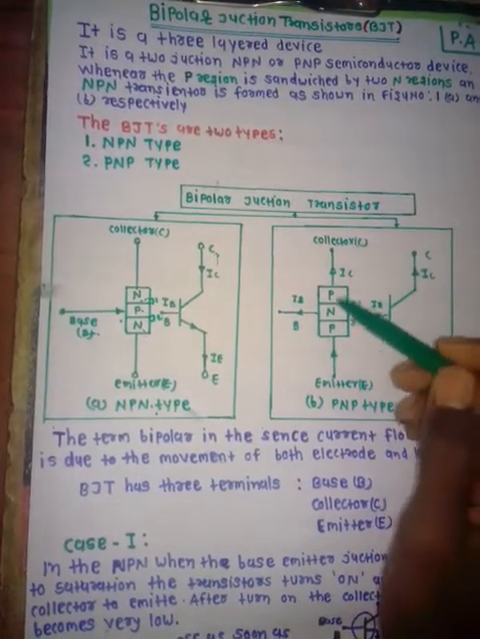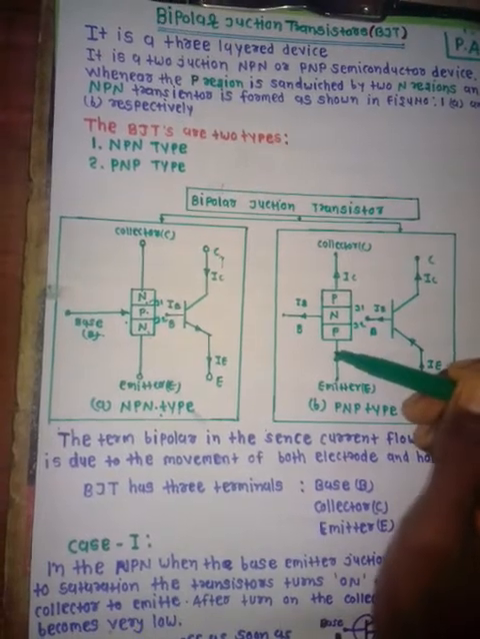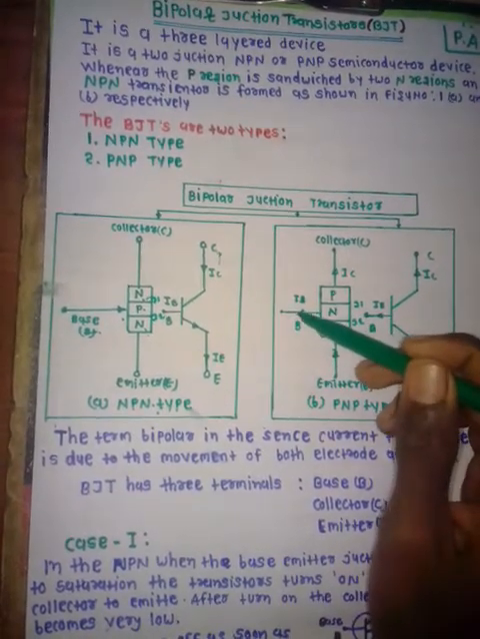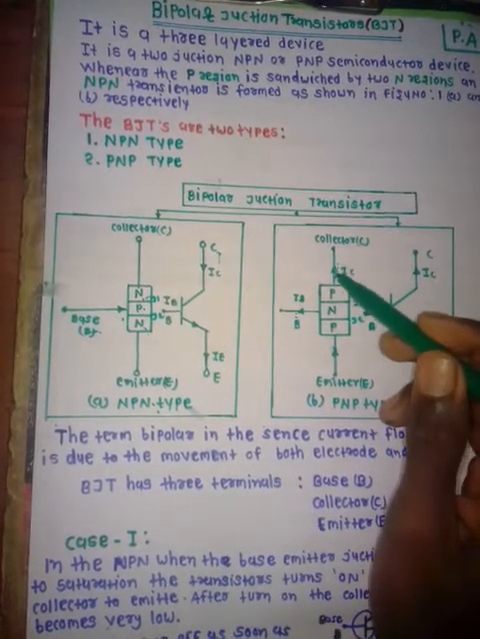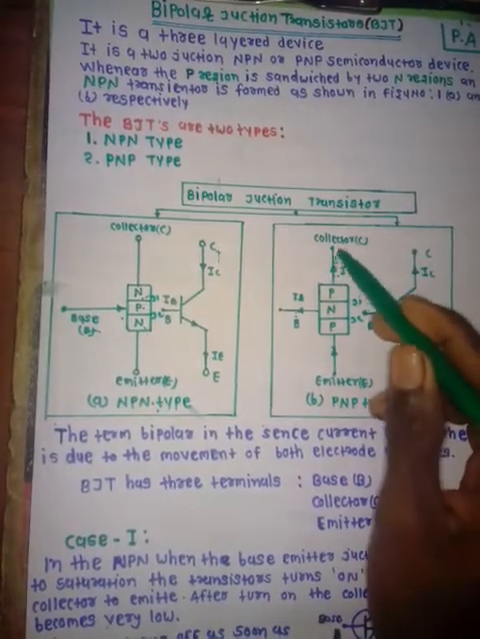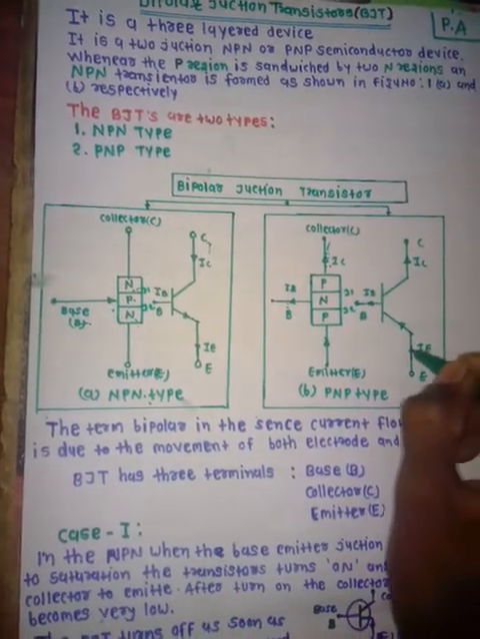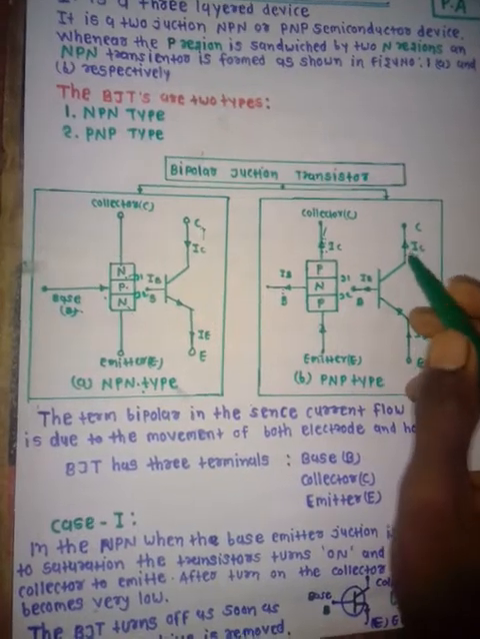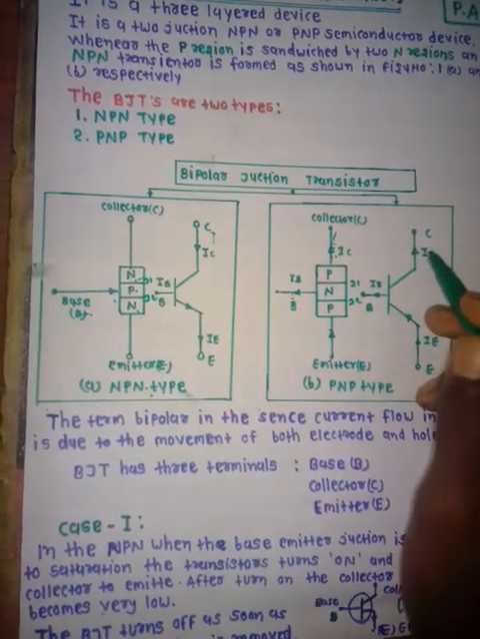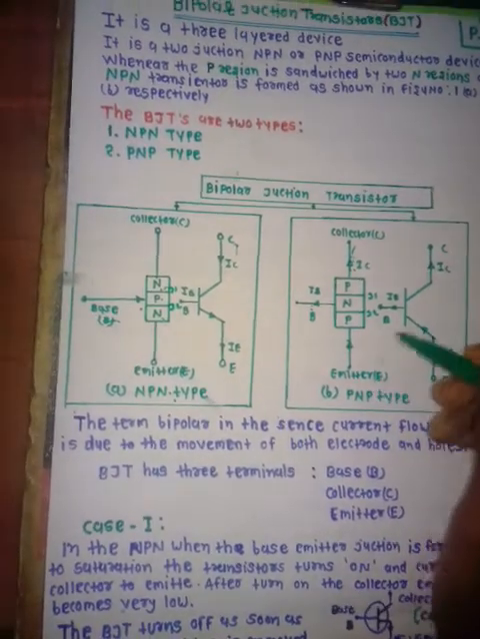In the PNP type, the current enters at the emitter as the input voltage, the base gives the output voltage, and the collector current IC passes out through the collector, as in the figure.